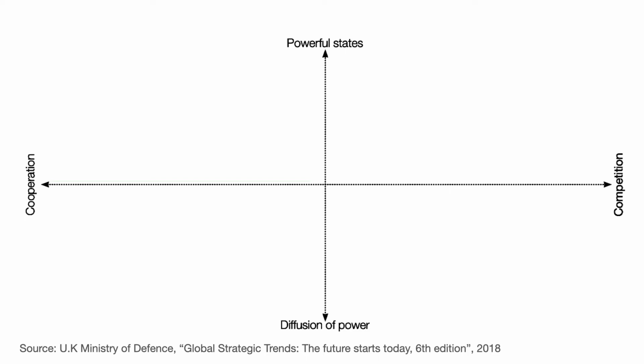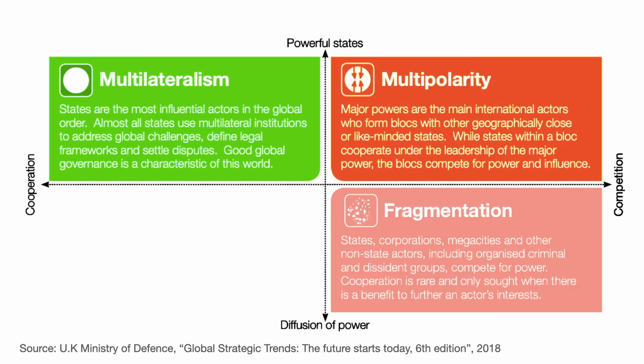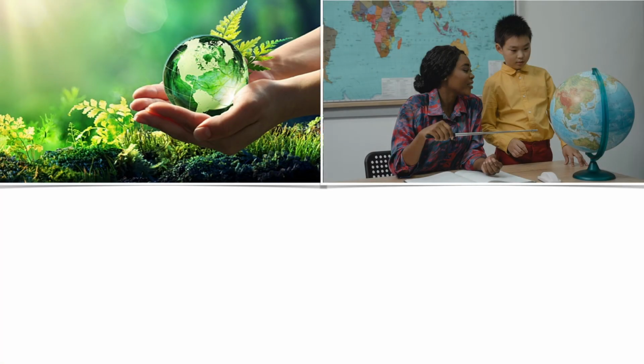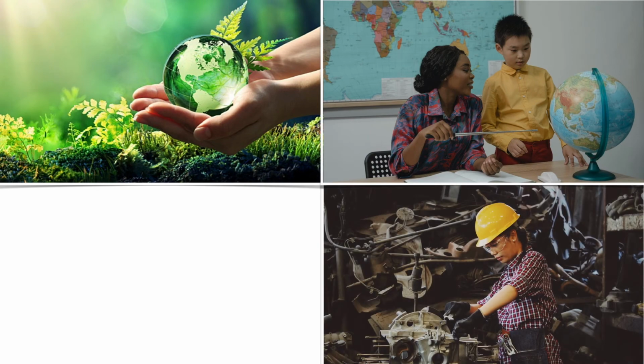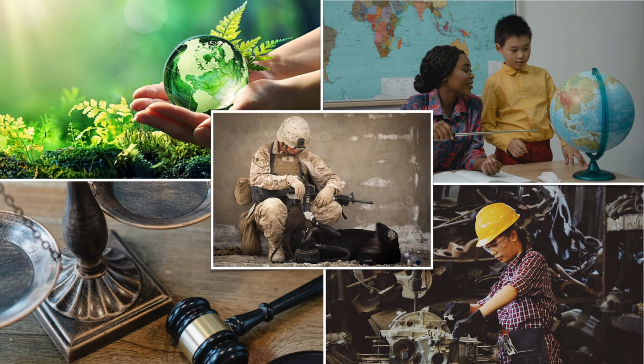This leads to four very different alternative future worlds, which the MOD labels multilateralism, multipolarity, fragmentation, or a network of actors. The report then dives into detailed narratives for each alternative world, giving stories about what would happen to the environment and resources, human development, economy, industry and information, governance and law, and conflict and security. For details of these alternative futures and the full MOD report, the link is up here.